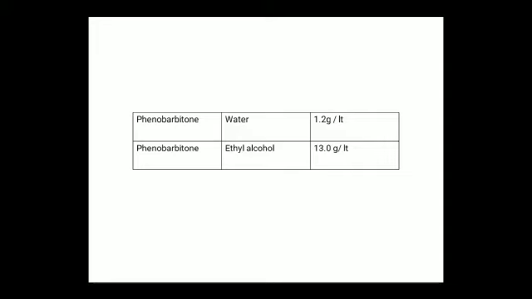For example, the undissociated form of phenobarbital dissolves in water at 1.2 grams per liter. The same drug dissolved in ethyl alcohol gives 13 grams per liter. So ethyl alcohol is used as a co-solvent to increase the solubility of phenobarbital. By using the combination of water and ethyl alcohol, the solubility is increased.